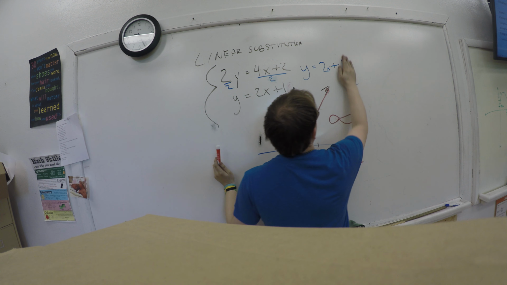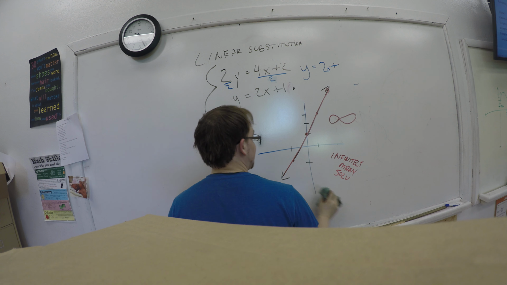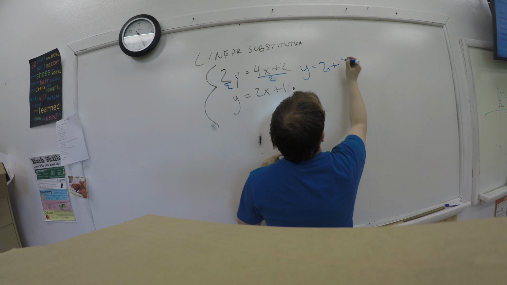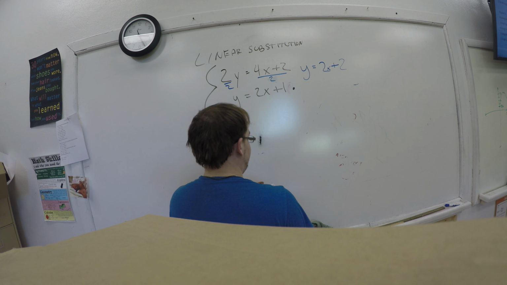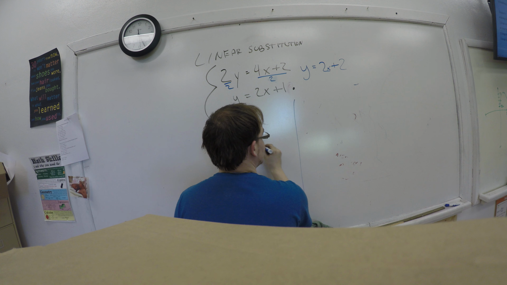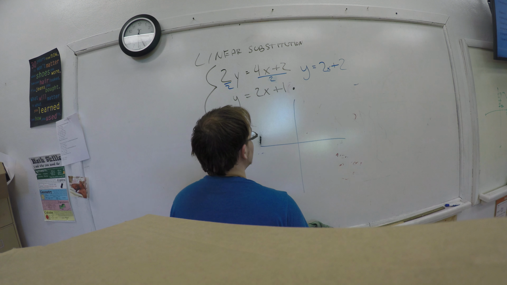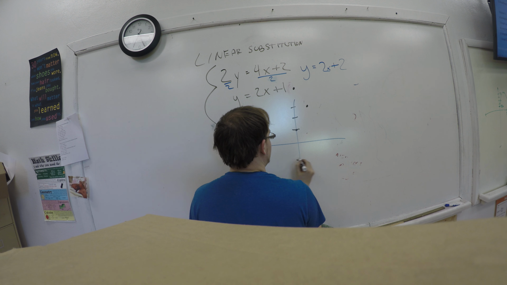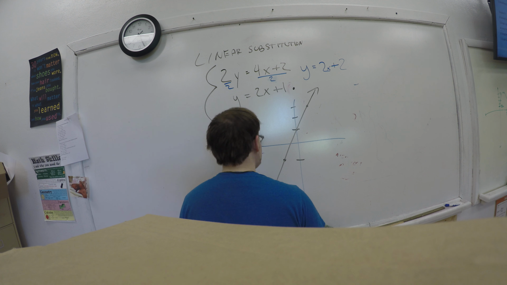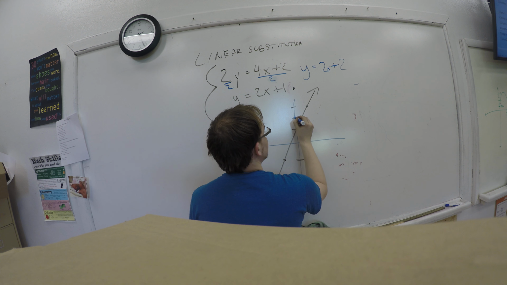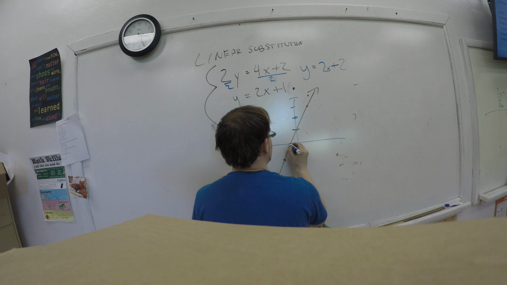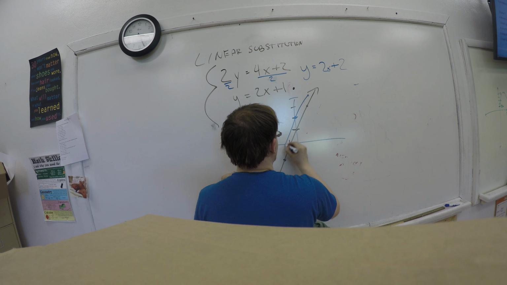If they have different y-intercepts, like this one up here had plus 2, then when we graph it, we're going to get this. Parallel. Plus 2, and then up 2 over 1, down 2 over 1.